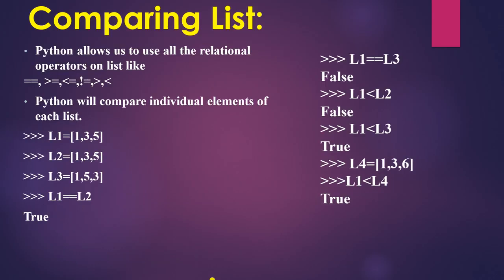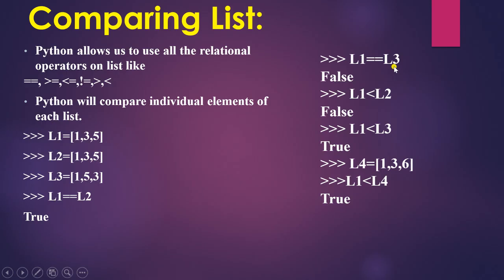Next is comparing lists. For comparing lists, you know the relational operators, so we compare our lists by the relational operators. Python also does this for lists, comparing each individual element of the list. This is list 1, list 2, list 3. If you write L1 == L2, it will give you the answer True, because it will compare the elements.